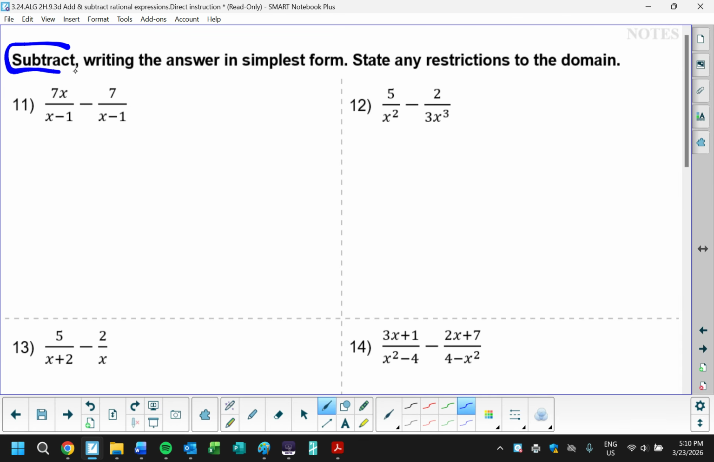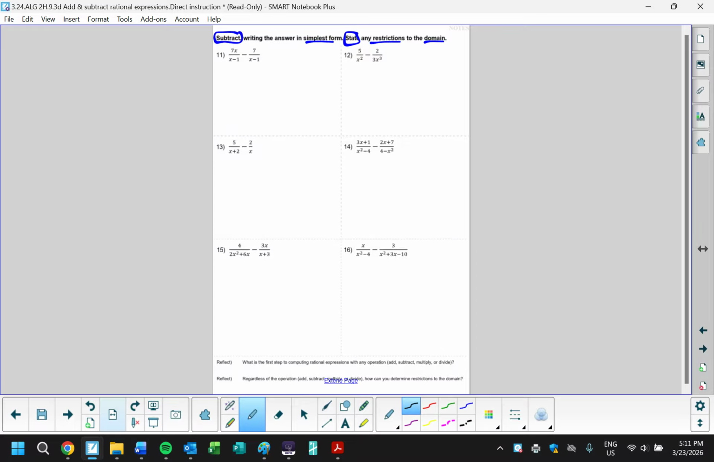We are going to be asked to subtract, writing the answer in simplest form, stating any restrictions to the domain. So as weird as this is, I'm going to go through every problem. I'm going to look for anything that can be factored. I would encourage you to do the same. Pause, factor the denominators, and come on back when you're ready.